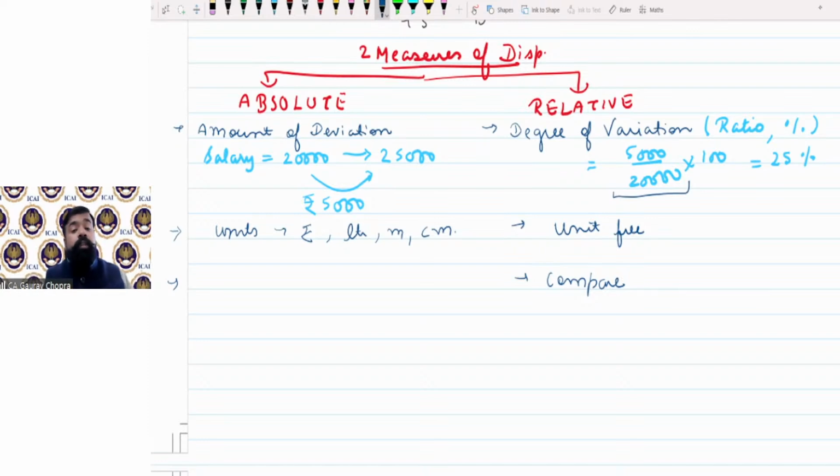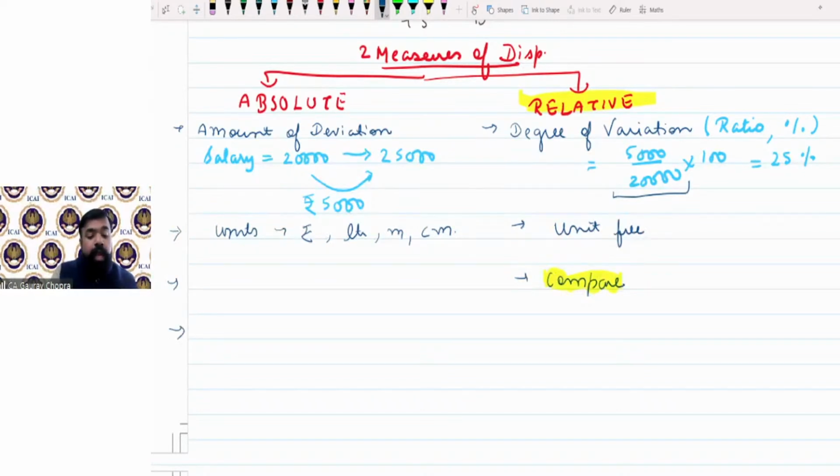But if the person's salary was 2 lakh and the hike is by 5,000 rupees only, so in terms of percentage, it is very, very less. That is 2.5%. Okay, so that is why whenever we have to compare, comparison करते वक्त what we have to use is relative measure.